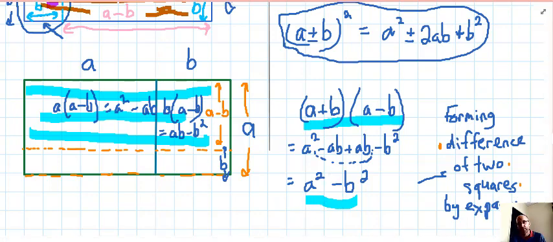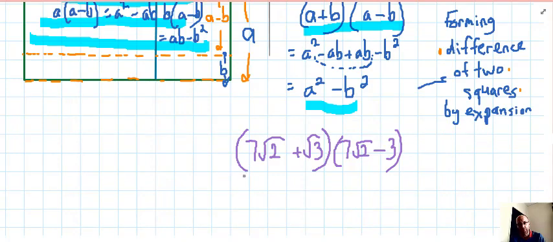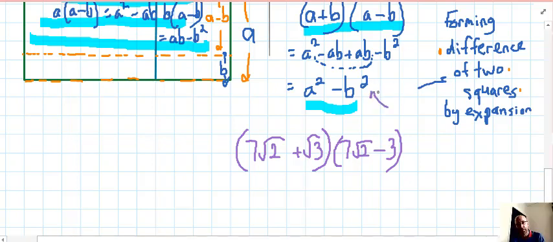Let's look at a final example. So we have 7 root 2 plus root 3 times 7 root 2 minus root 3. Now it's worth learning this last one here because it actually is faster than doing it with FOIL. If you go like the first pattern, it'll take you a lot longer. This is really quick, so it's worth the effort.